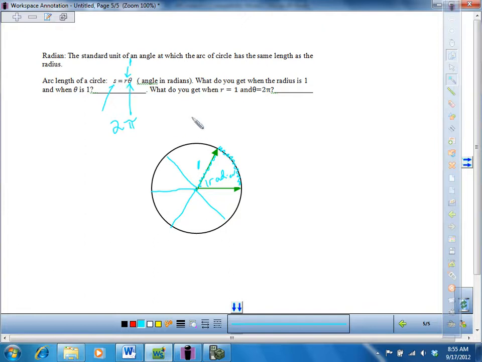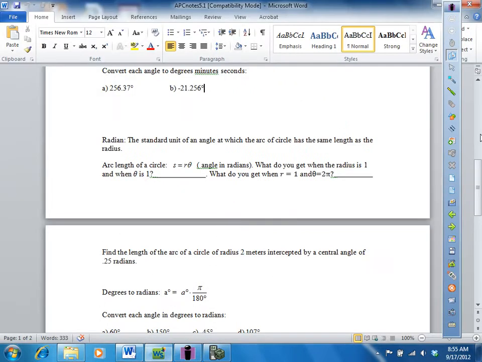You understand that? Sorry, I kind of got ahead of myself. I answered this question. This question should have been 2 pi. This question, if both things are 1, what is the arc length? 1. So if the angle is 1 and the radius is 1, then this length is also 1. And that's what this says. Okay, so that's that. All right. Moving on to bigger and better things.